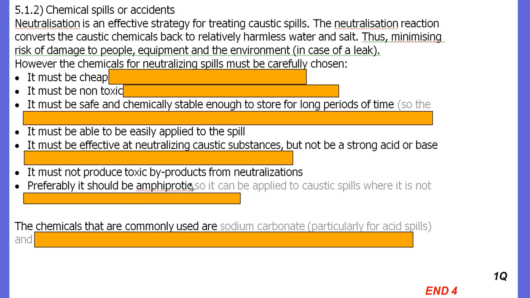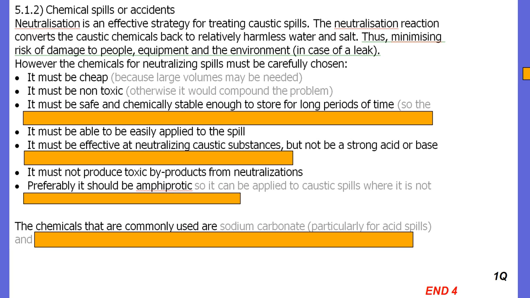However, if you've spilled acid or bases in the lab or in an accident, then you can use neutralizations. And neutralizations are an effective strategy for treating caustic or corrosive spills. The neutralization reaction converts the caustic or corrosive chemicals back to relatively harmless water and salt, thus minimizing risk of damage to people, equipment, and the environment. However, chemicals you use for neutralizations must be carefully chosen. First of all, you want to choose a cheap chemical, obviously because you might need to use large volumes to neutralize the spill. It must be non-toxic, because otherwise it would compound the problem. You might have neutralized the acid or base, but now you've poisoned everything in the environment.